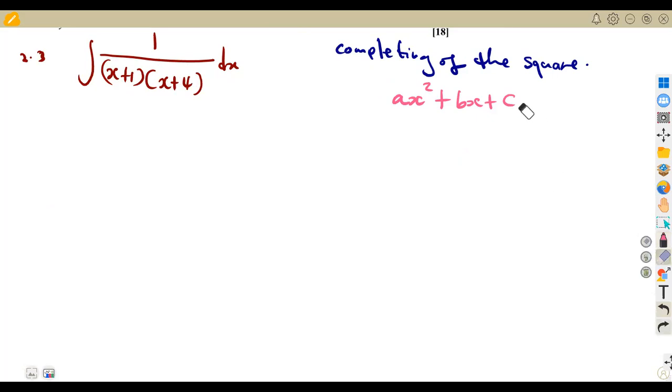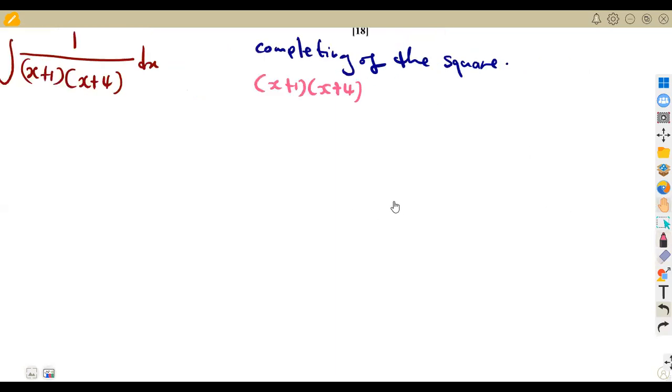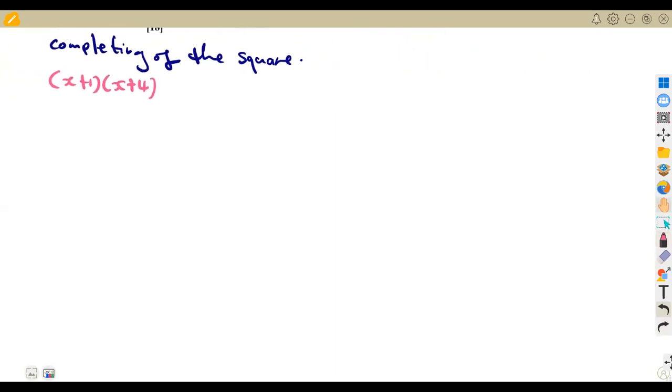All right. So how can we obtain this quadratic expression of ax squared plus bx plus c? We have to expand the brackets. So we're going to take the brackets only, x plus 1 into x plus 4, like this. So let us expand the brackets and see x and x here.